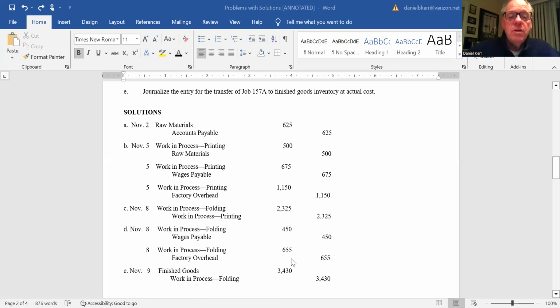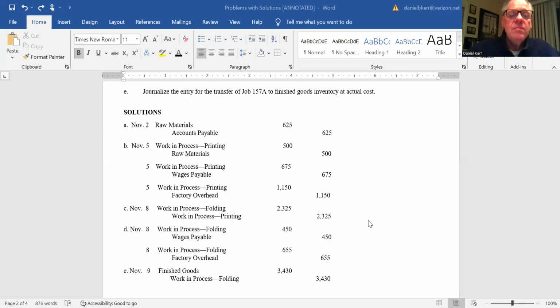You also applied overhead as well. So then you had to do the transfer to the finished goods inventory at the actual cost. So the 2,325 plus the 450 plus the 655, that's where you got the 3,430. So that's a debit to finished goods, and that's a credit to work in process.